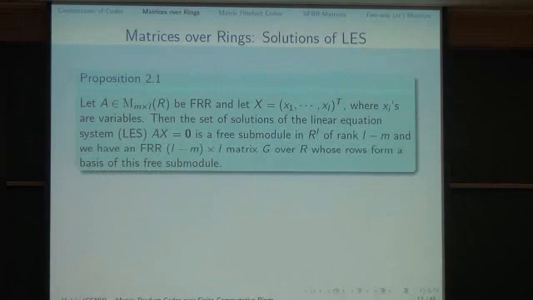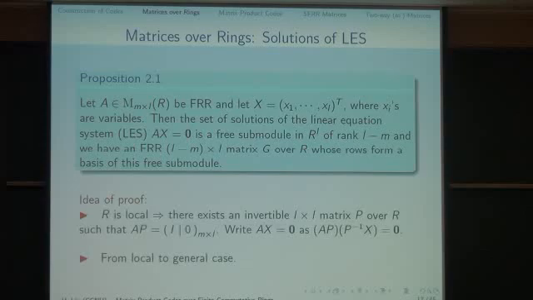Okay, by using these definitions, we have the following proposition. Let A be a full rank matrix, that is, the rows are linearly independent, and here X is the variables. Then the set of solutions of the linear equation system AX equals 0 is a free submodule in R^L with rank L minus M. And we also have a full rank (L minus M) times L matrix G over R, whose rows form a basis of this free submodule.